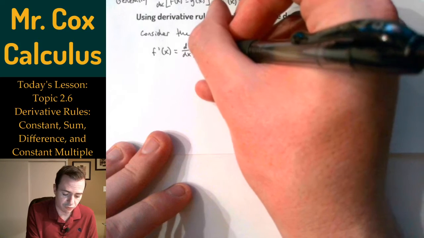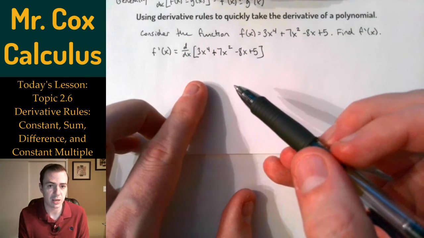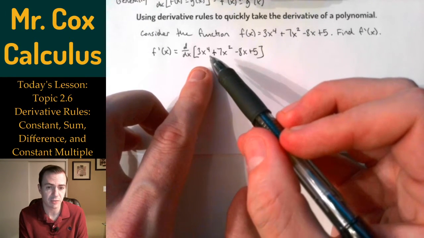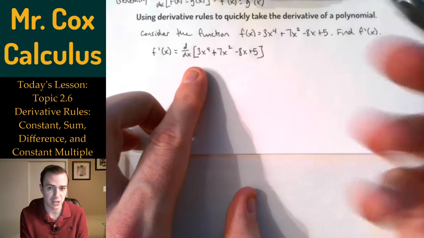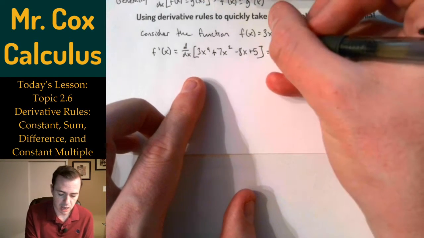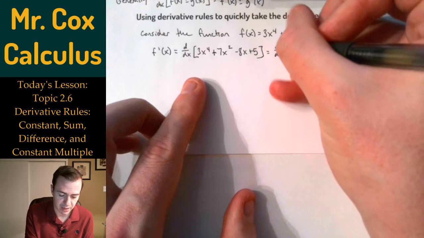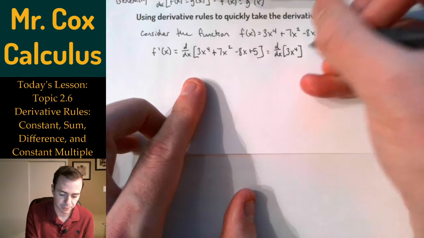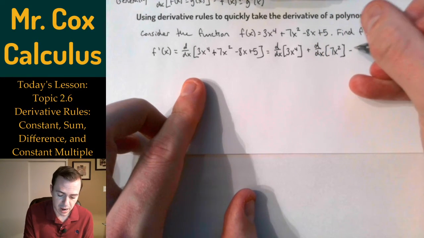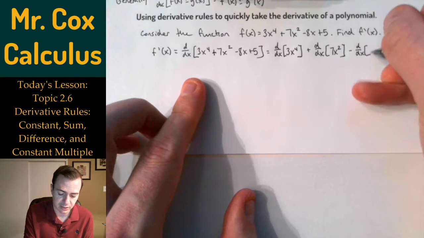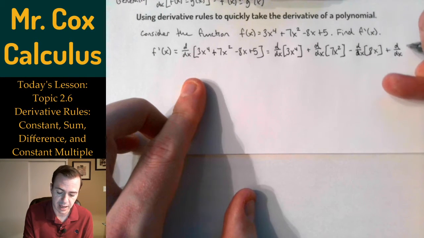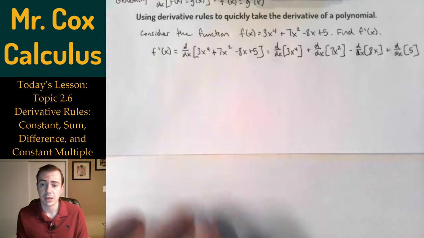5. Well, the first thing that I can do, the first rule that I'm going to invoke, is our sum and difference rule. And I'm going to take the derivative of this polynomial. The sum and difference rule says I can take the derivative of each individual piece. So I'm going to make sure that the notation's there so that you can understand what's going on. But this is the derivative with respect to x of 3x to the fourth plus the derivative with respect to x of 7x squared minus the derivative with respect to x of 8x, and then plus the derivative with respect to x of 5. And so that's what we have right now.